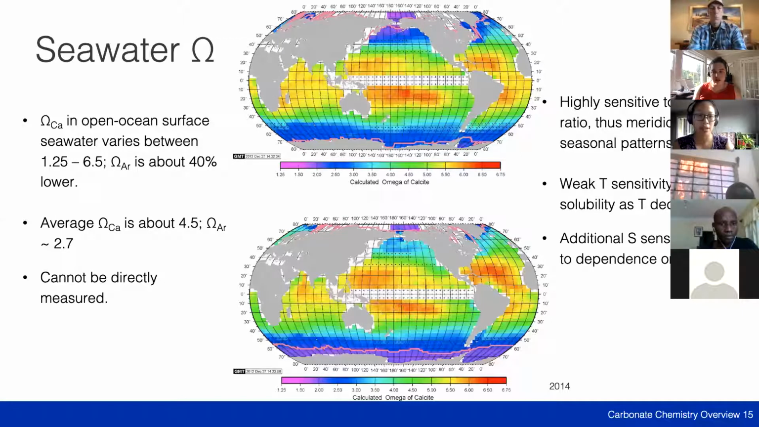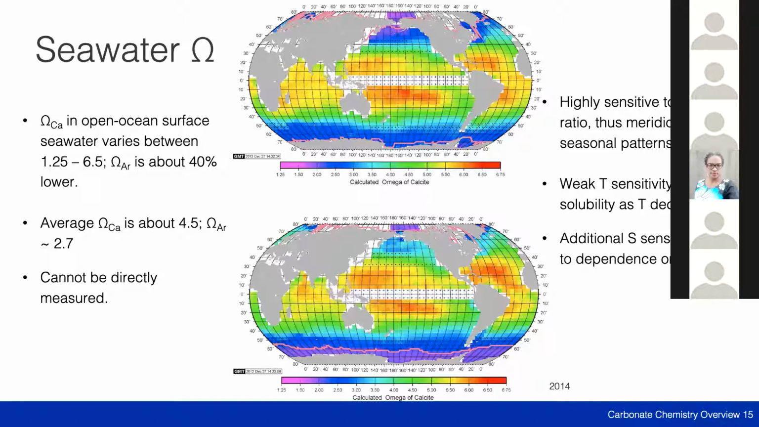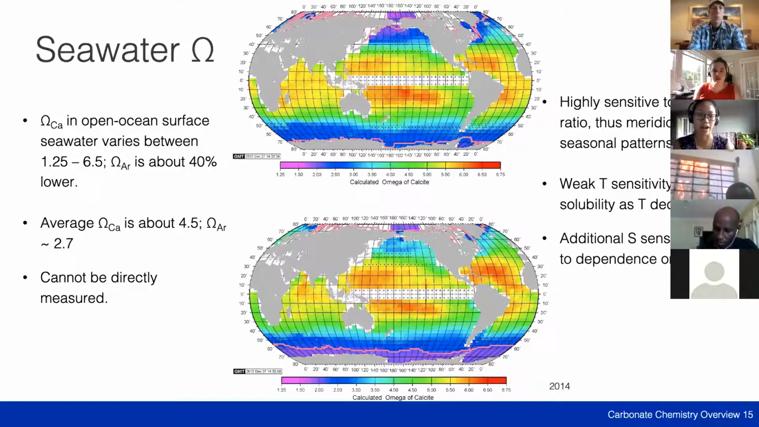One, if you look in the figure, you can see the redder colors are higher saturation state, and that's where most of coral reefs in the ocean are. So, you know, corals definitely like higher saturation state.